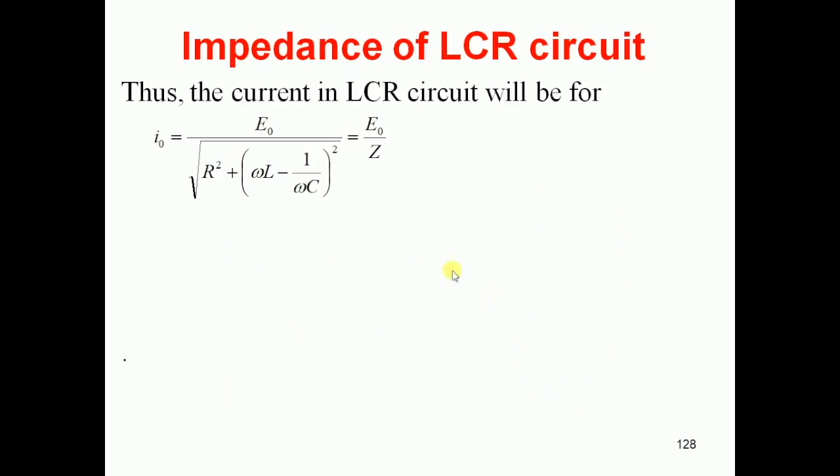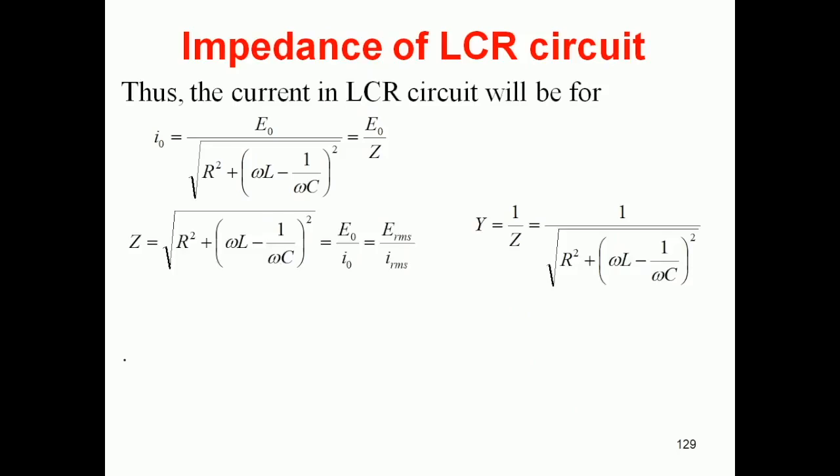Now I want to plug in capital Z or even X, you can consider, that is a total reactance, and that total reactance is under root. So here we are just substituting value. It is E0 upon I0, and you may prefer to write ERMS upon IRMS, and reciprocal of the reactance is conductance. It can be written as 1 upon under root of the same quantity.